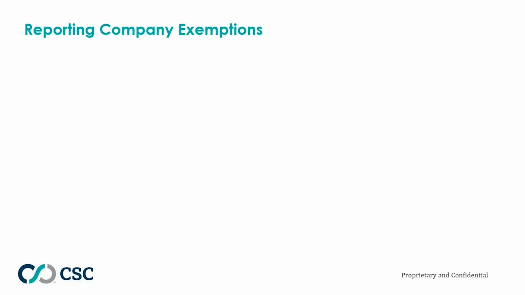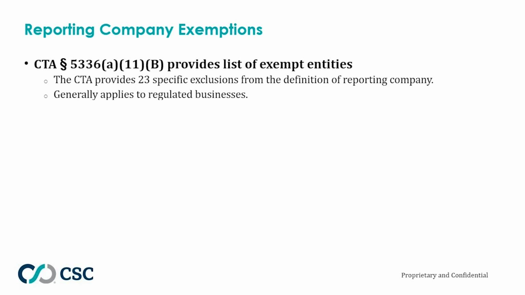Under the Corporate Transparency Act, not every corporation, LLC, or similar entity will be a reporting company that has to submit a report to FinCEN. There are a number of exemptions from the reporting requirement. They're listed in the Act and in the regulations. There's actually 23 specific exclusions that are provided in the definition of reporting company. In general, these exclusions apply to businesses that are already regulated and are required to report beneficial owners. So, publicly traded companies and others.